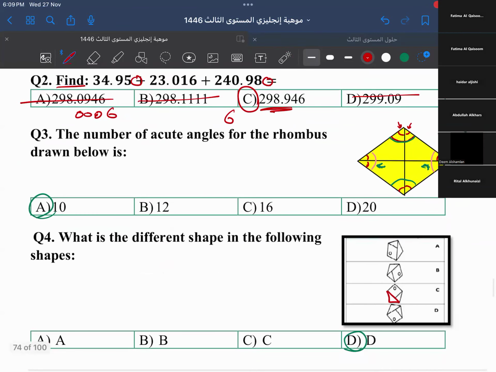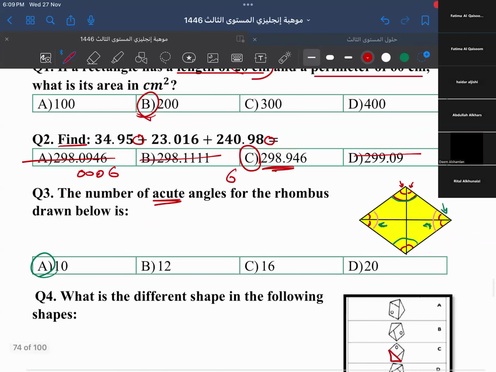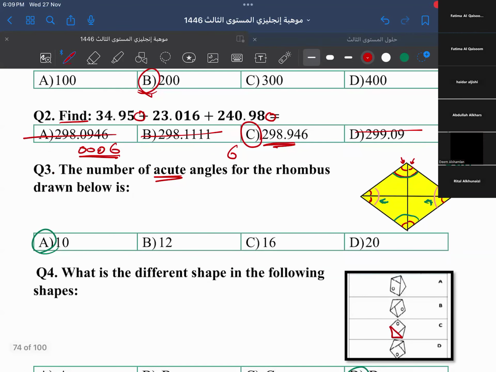And for 3, the number of acute angles of the rhombus. So we're counting the acute ones. Excuse me, teacher. In question 2, A also has 6, except it's not in the correct spot. It's not a correct decimal. Yes, exactly. It does have 6, but it's not in the right decimal place. Thank you, Abdullah.